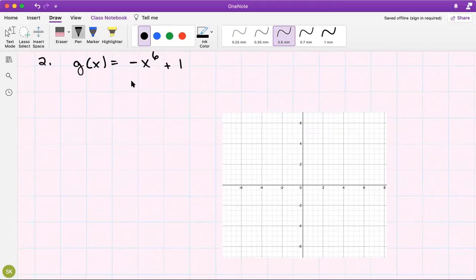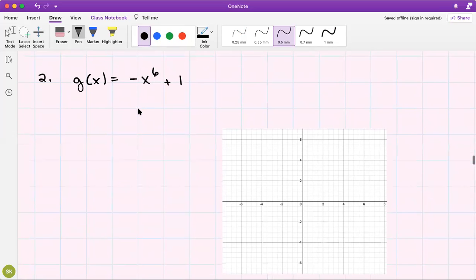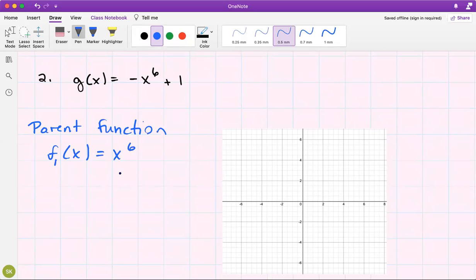Here I have g of x is negative x to the 6 plus 1. Okay, identify the parent function. The parent function should be, let's say, f1 of x is equal to x to the 6th. We could also say negative x to the 6th if you want to do that. It doesn't matter. That's what I'm going to do. I'm going to say negative x to the 6th right here.